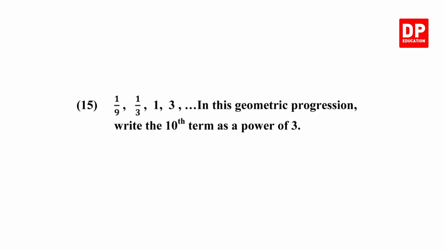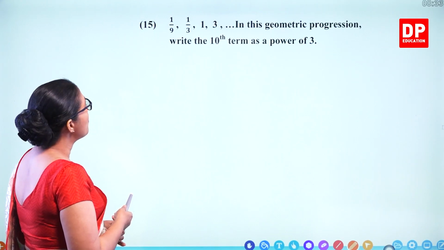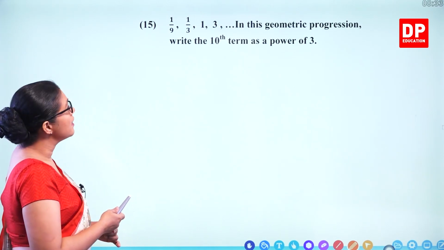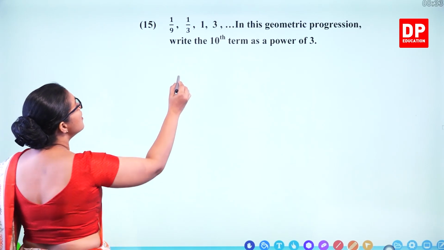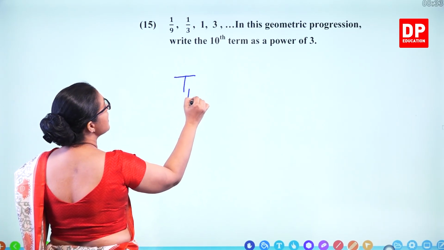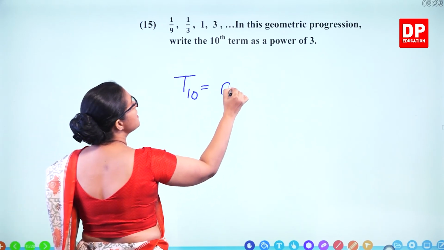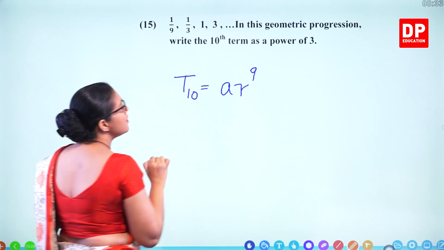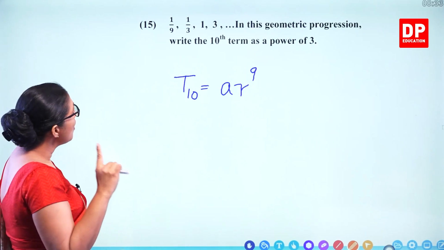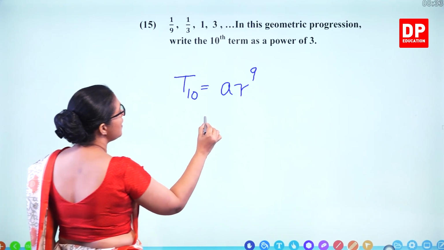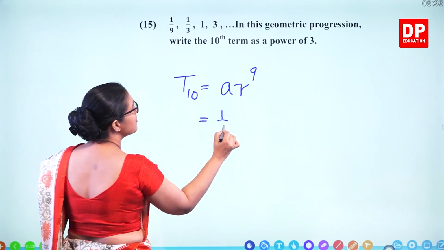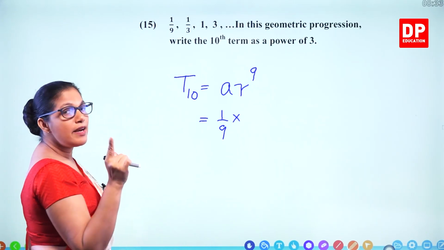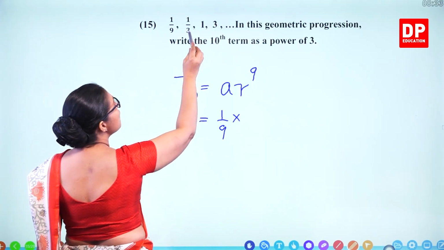Question number 15. You have been given a geometric progression. Write the 10th term as a power of 3. So how do you find the 10th term? T10 is a, the first term, times r, the common ratio, to the power 10 minus 1, that is 9. Now what is the a value? A is the first term given, 1 over 9. What's the ratio? We can find the ratio by taking any term and dividing by the previous.